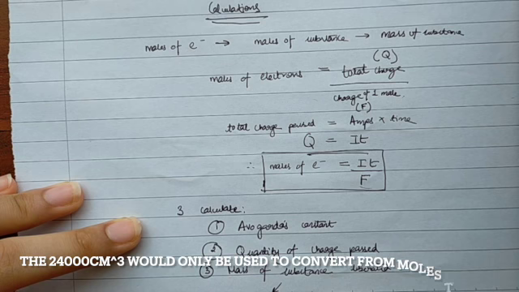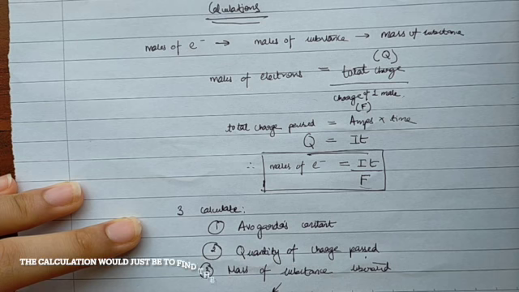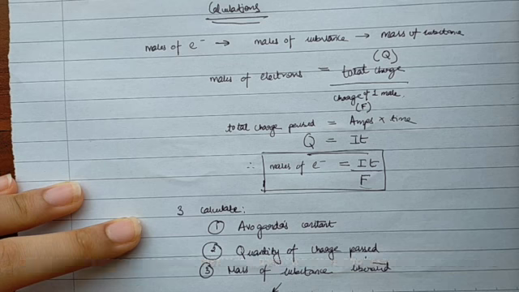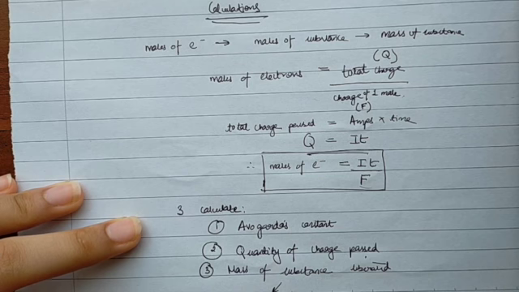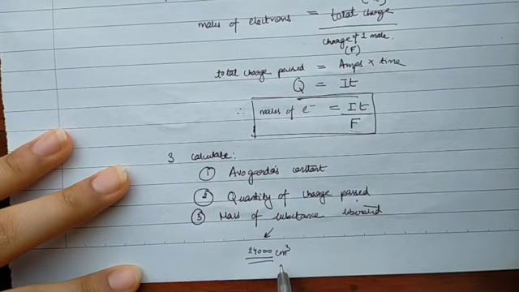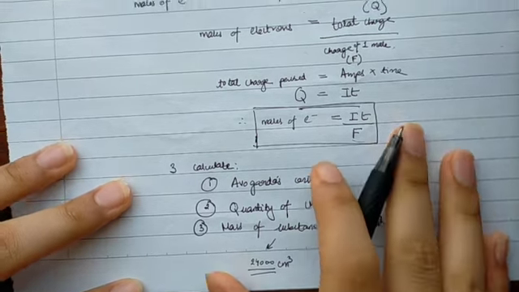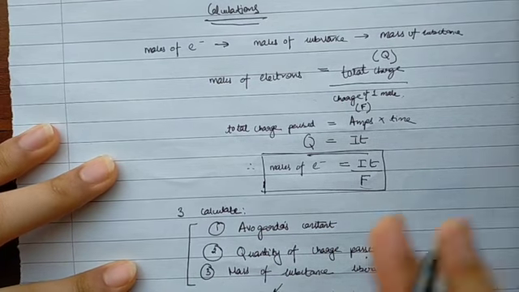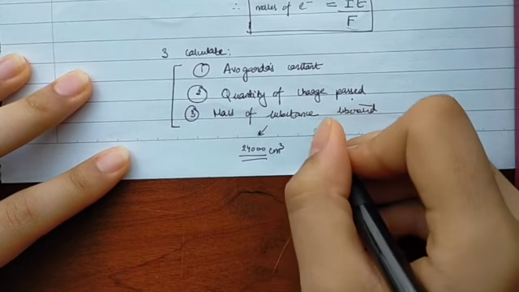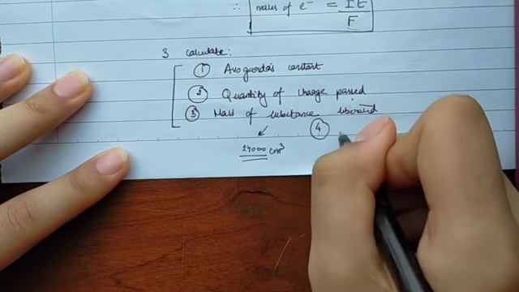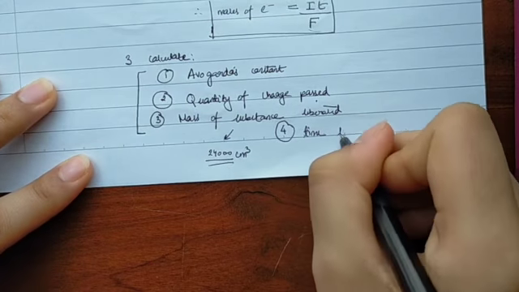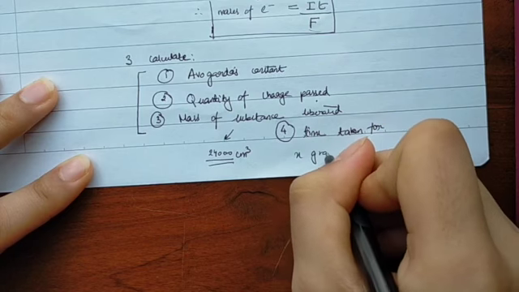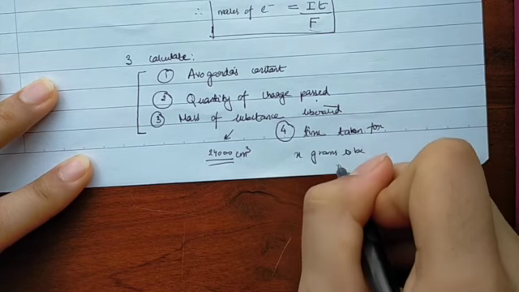So this is 24,000 centimeters cubed for every mole of gas. So let's look at these 3 more in depth on how you will approach these calculations. Another 4th calculation that they can ask you is the time taken for X grams to be liberated.